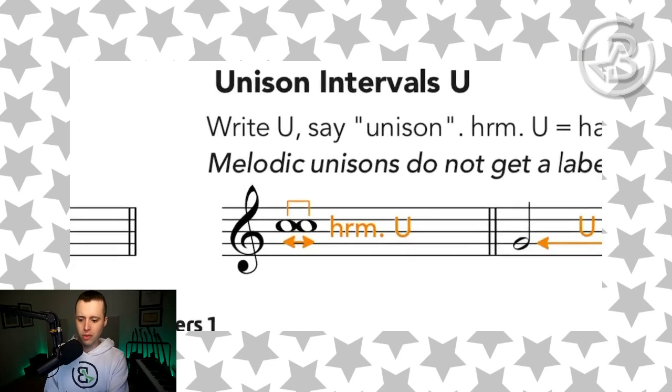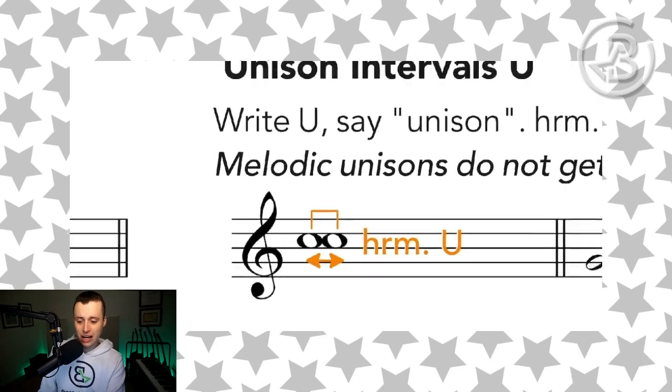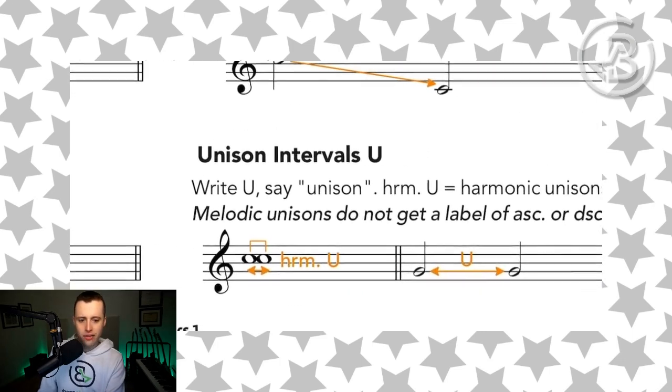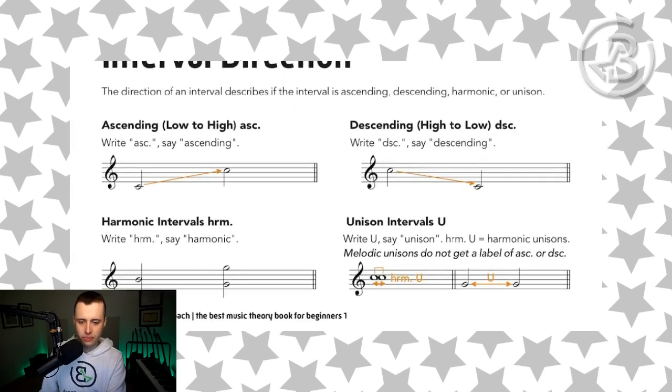So we can have harmonic unisons. You see harmonic unison, we just write the notes next to each other. It looks like two eyes peeping up at you. However, that right there is how you write a harmonic unison. And then a melodic unison, you just write some space between the notes. And melodic unisons do not get a label of ascending or descending.